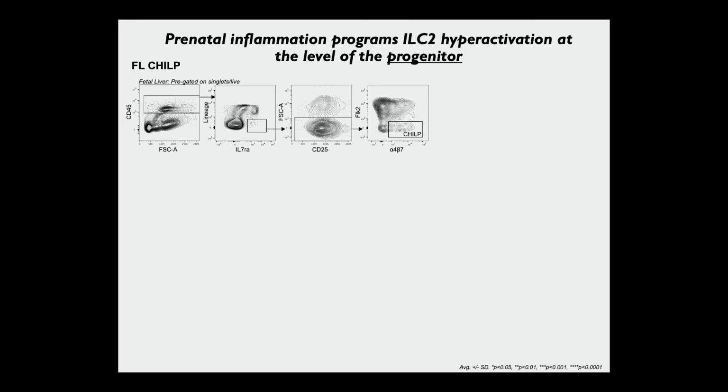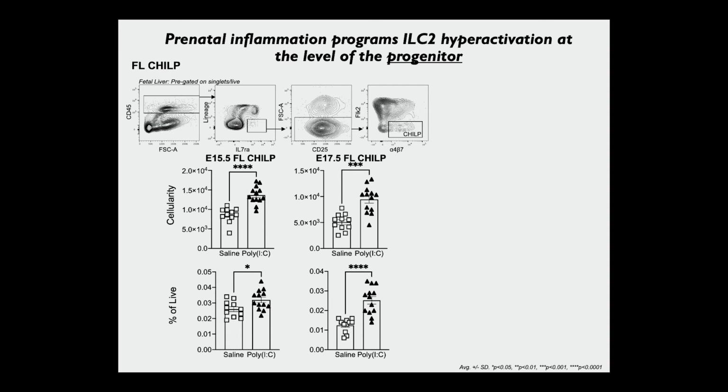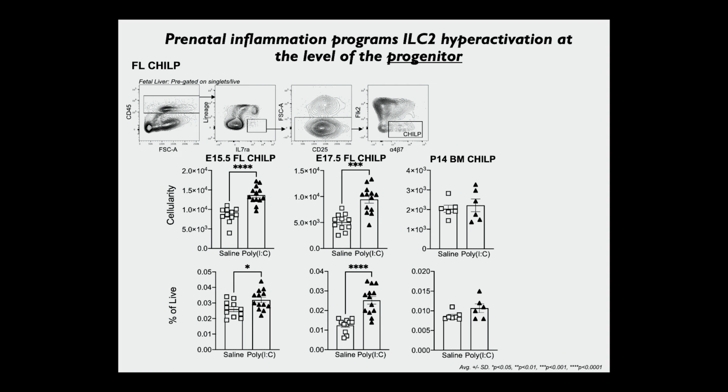So we went back into prenatal development and looked at the common helper innate-like progenitor, which is the upstream progenitor for innate-like lymphocytes. And we found that during fetal development, again, immediately 1 day later, these cells are significantly expanded. Their expansion is sustained until E17.5. But if we look at the postnatal 14 bone marrow, these cells are no longer expanded. So this is a transient phenomenon programmed during fetal development.